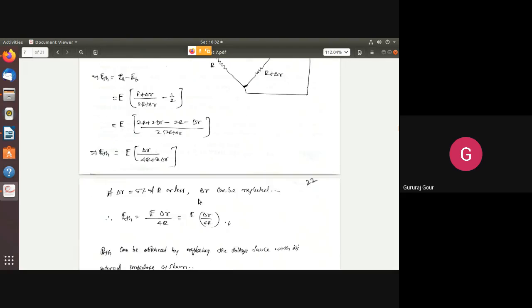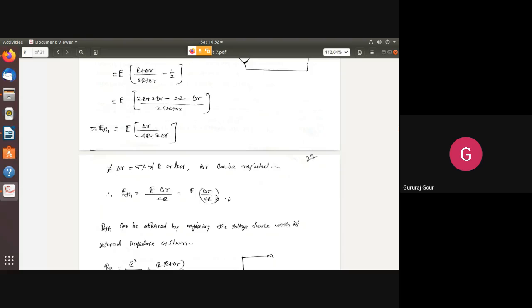So finally we are getting ETH this much. With delta R 5% of R or less, we can get with this substitution ETH equal to E delta R by 4R.